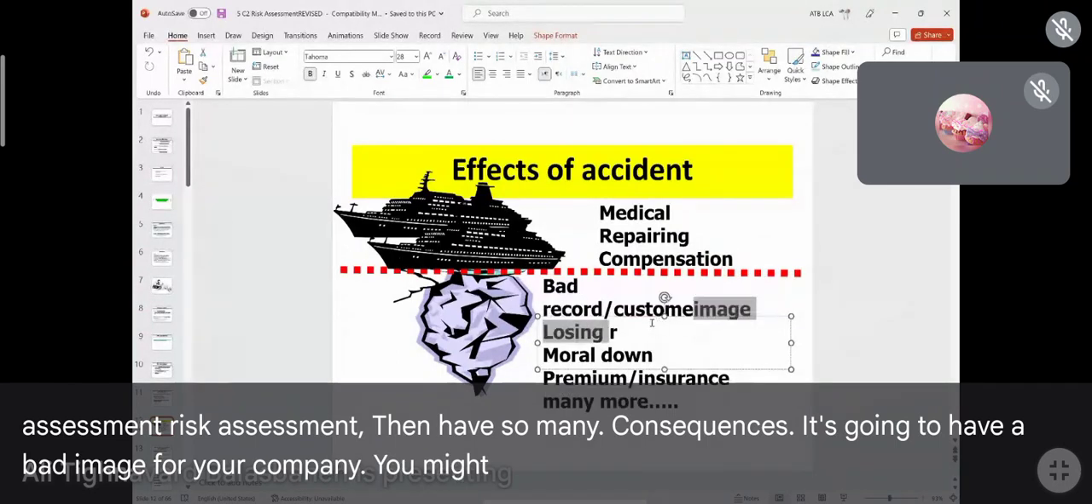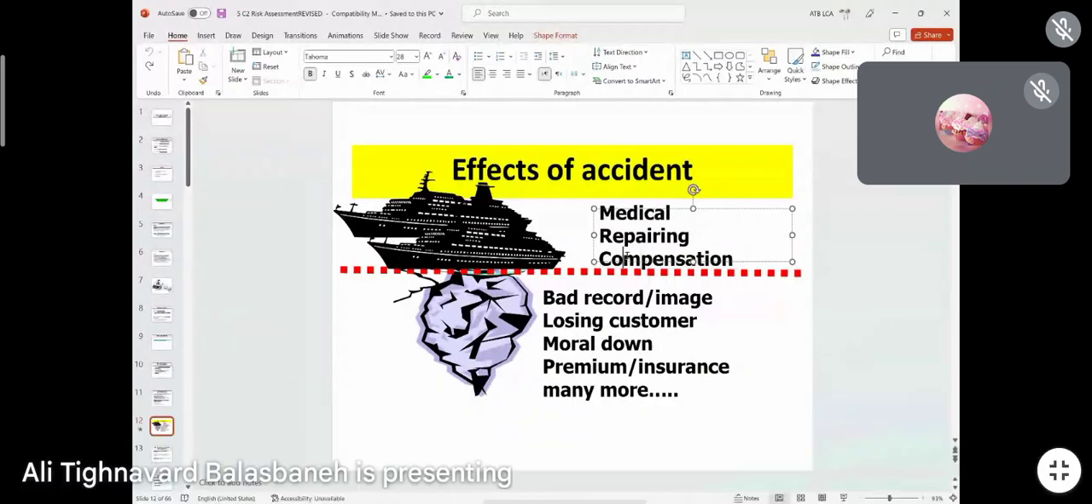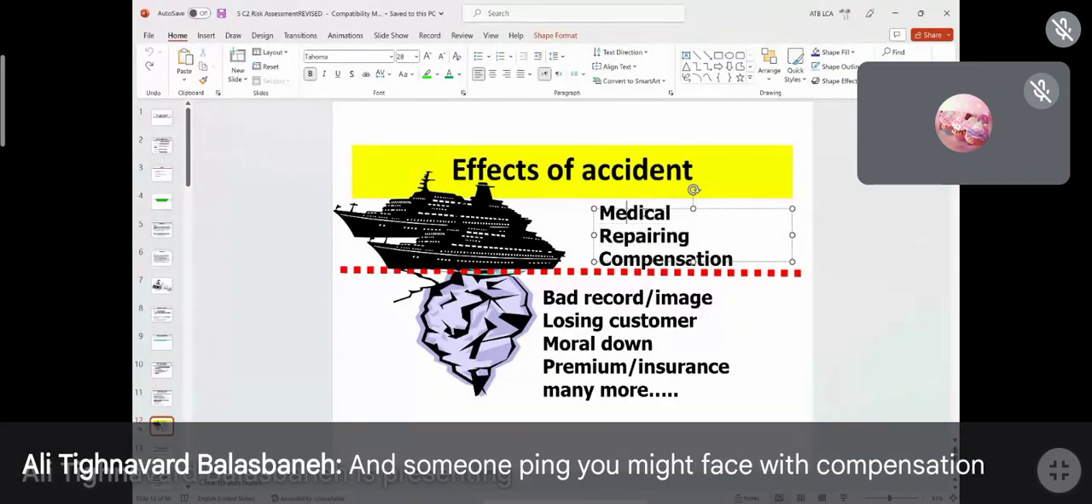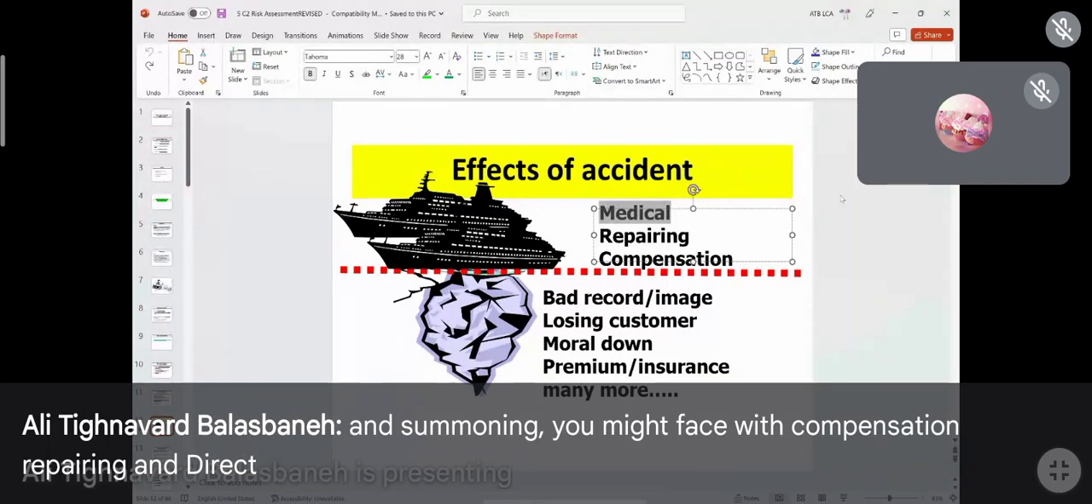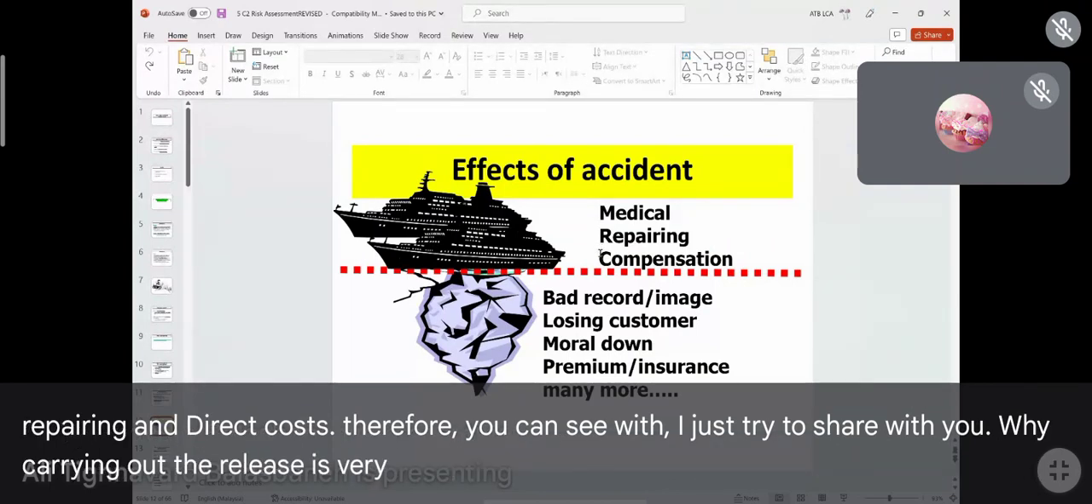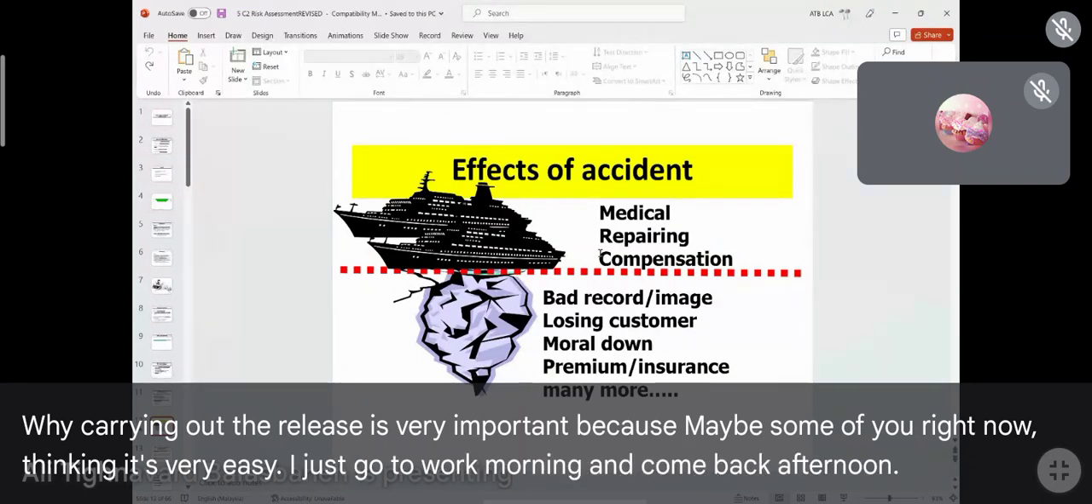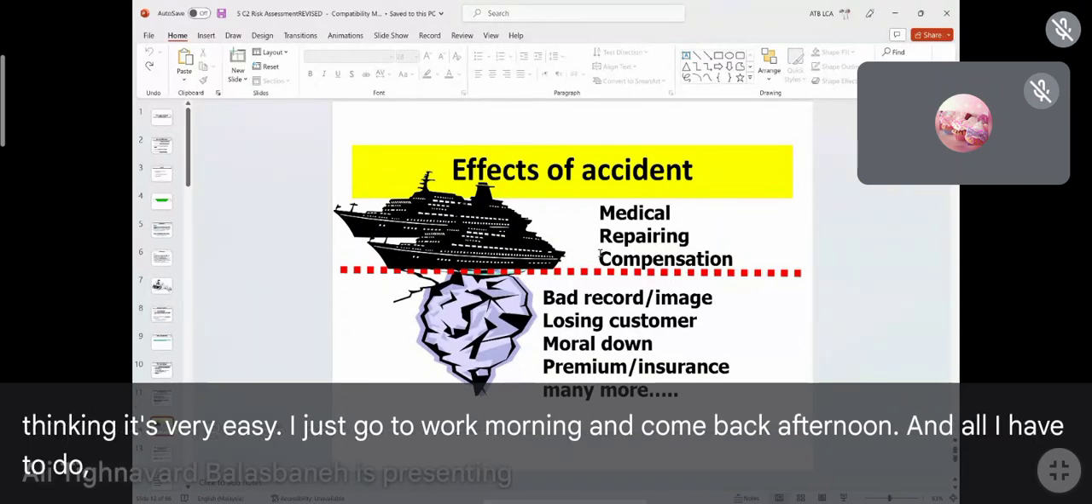You might lose your future customers. And so many things you might face with compensation, repairing, and direct and indirect costs. Therefore, you can see, I just try to share with you why carrying out the risk assessment is very important. Because maybe some of you right now are thinking, it's very easy. I just go to work in the morning and come back in the afternoon. And all I have to do, maybe you think like that.